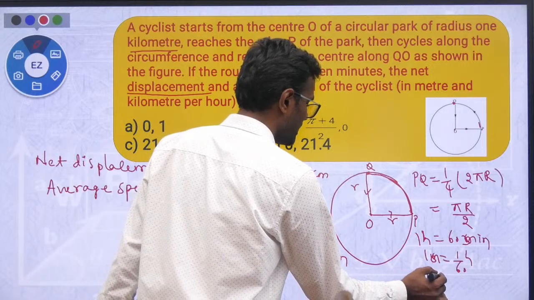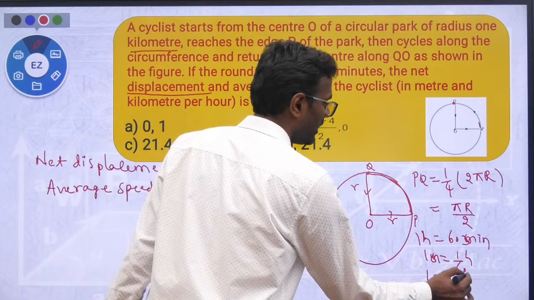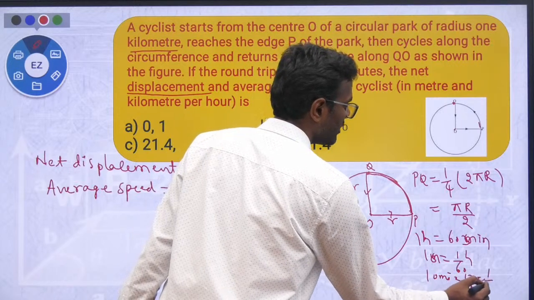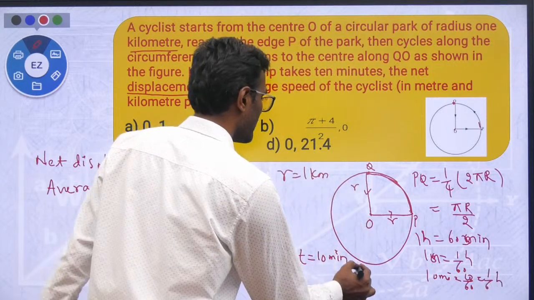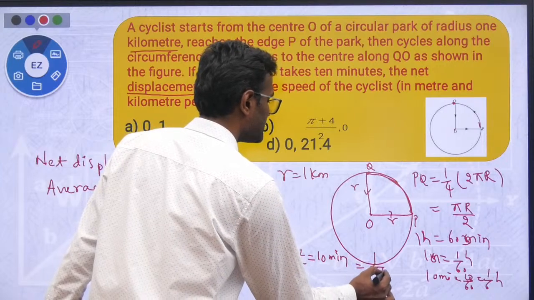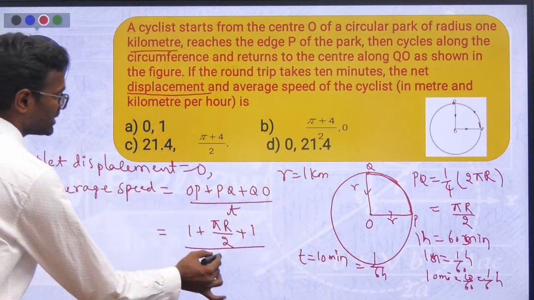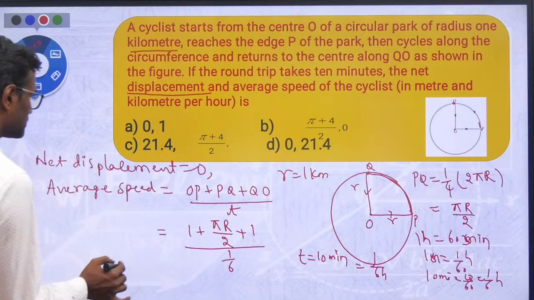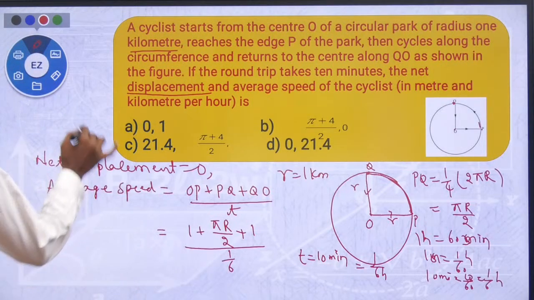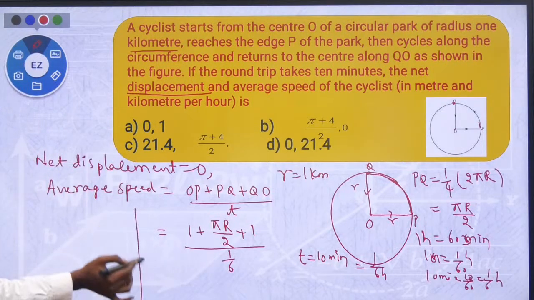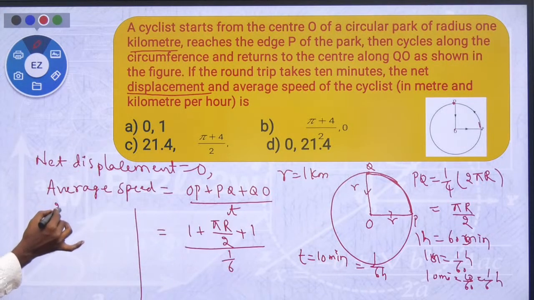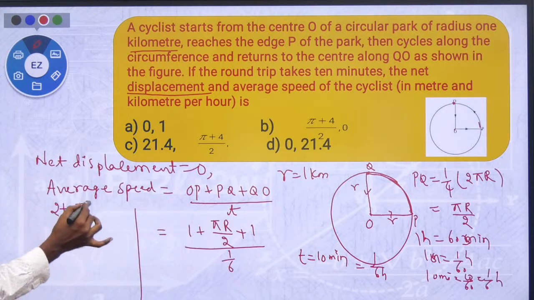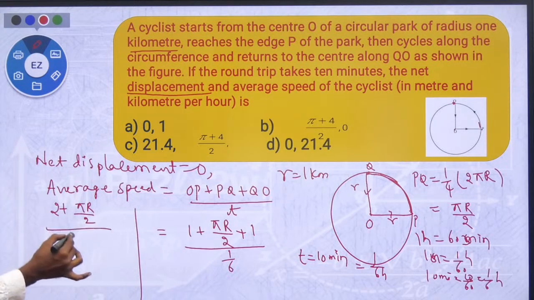So 10 minutes is equal to 10/60, which is 1/6 hours. So we are converting into hours, 1/6 hour. Here we should write 1/6. So 1 plus 1, I will write here the remaining thing. 1 plus 1 is 2, 2 plus pi r by 2 divided by 1/6.